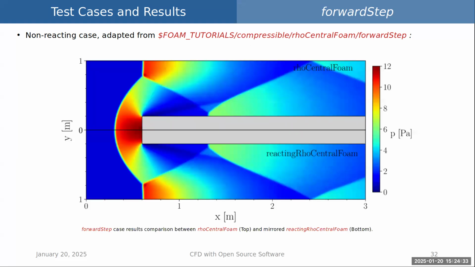Here are the results after 4 seconds for both rhoCentralFoam and reactingRhoCentralFoam. The results of reactingRhoCentralFoam are mirrored to the x-axis, so we can really compare both results well. They are qualitatively identical, which is a first good validation of the new solver. But I would also like to show you a video.